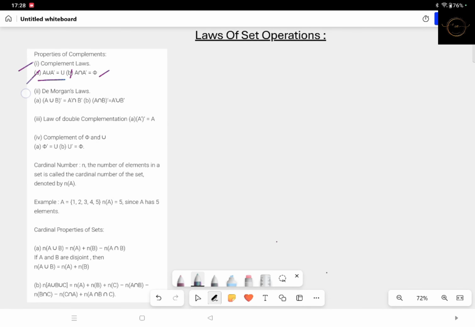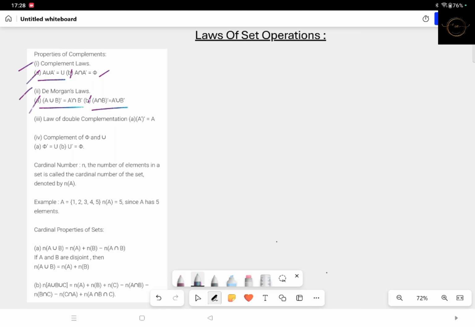Coming to the second law, and it's very, very important: De Morgan's laws. What is the first law? A union B whole complement is equal to A complement intersection B complement. And the second law, A intersection B whole complement is equal to A complement union B complement.